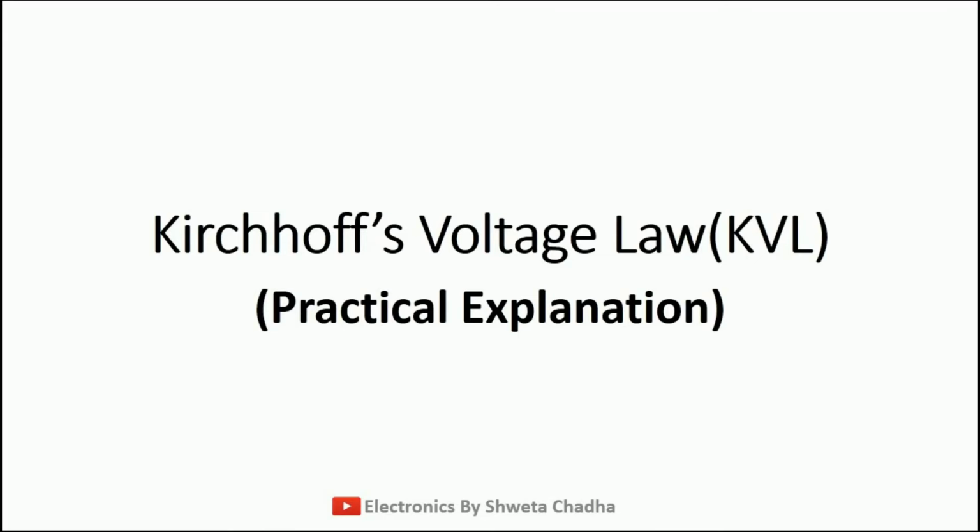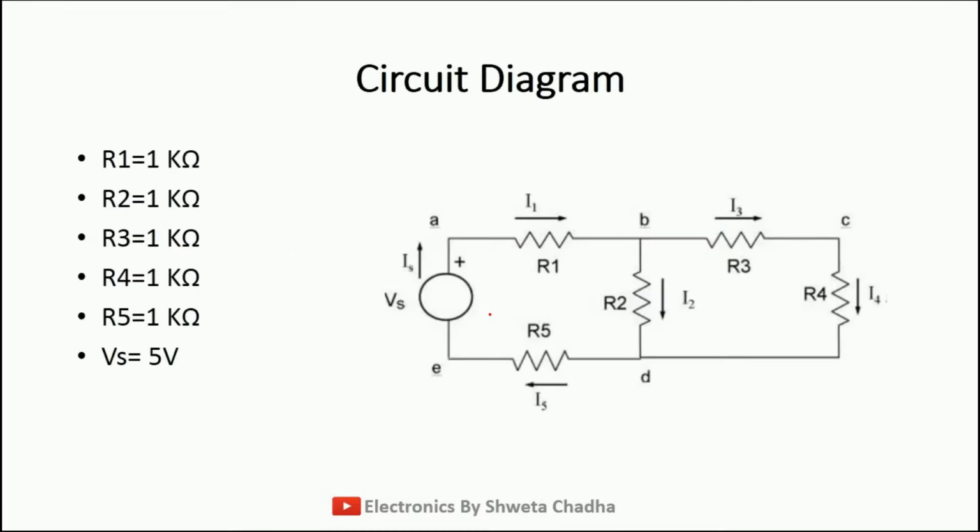Hello students, in this video I am going to talk about the practical information regarding Kirchhoff's voltage law. Let us start with the same. So this is first of all the circuit diagram which I have considered. This circuit diagram consists of total 5 resistances named as R1, R2, R3, R4 and R5. This is the arrangement that we are supposed to draw on the breadboard.